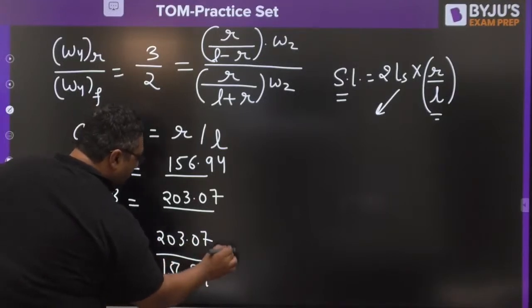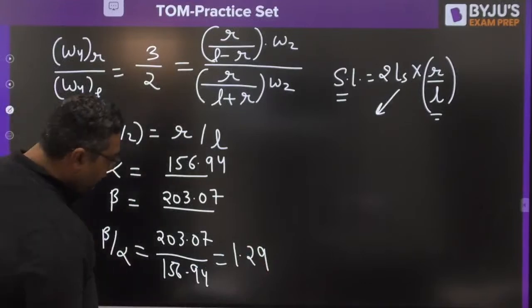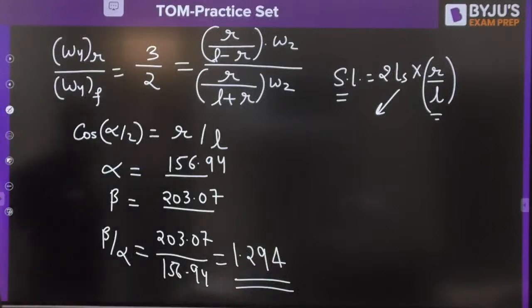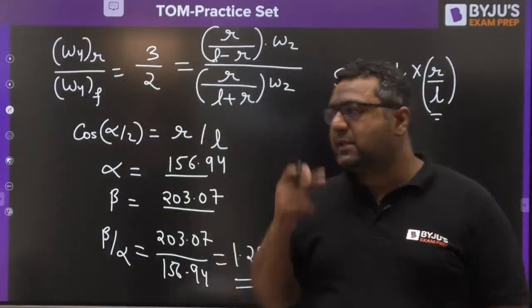156.94. It will be 1.294. The ratio will be 1.294. You are very much correct, guys. Quick return ratio is correct.